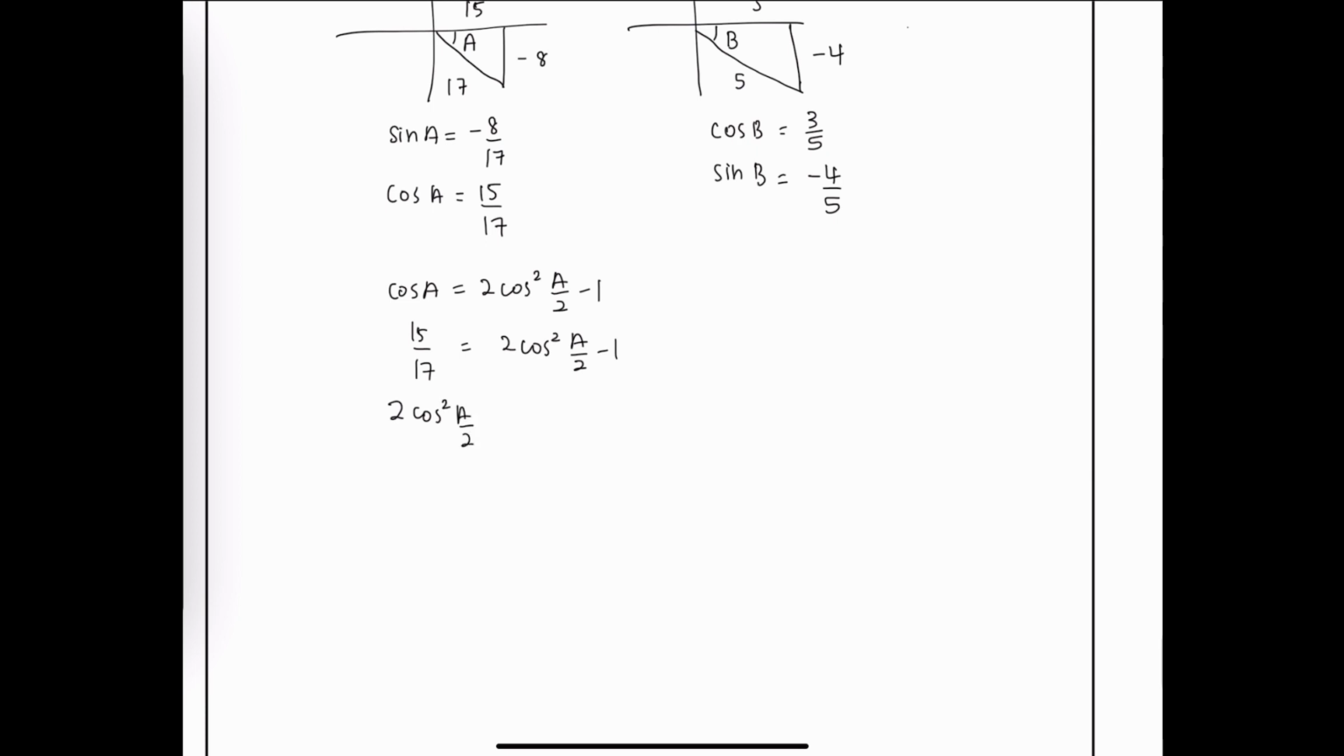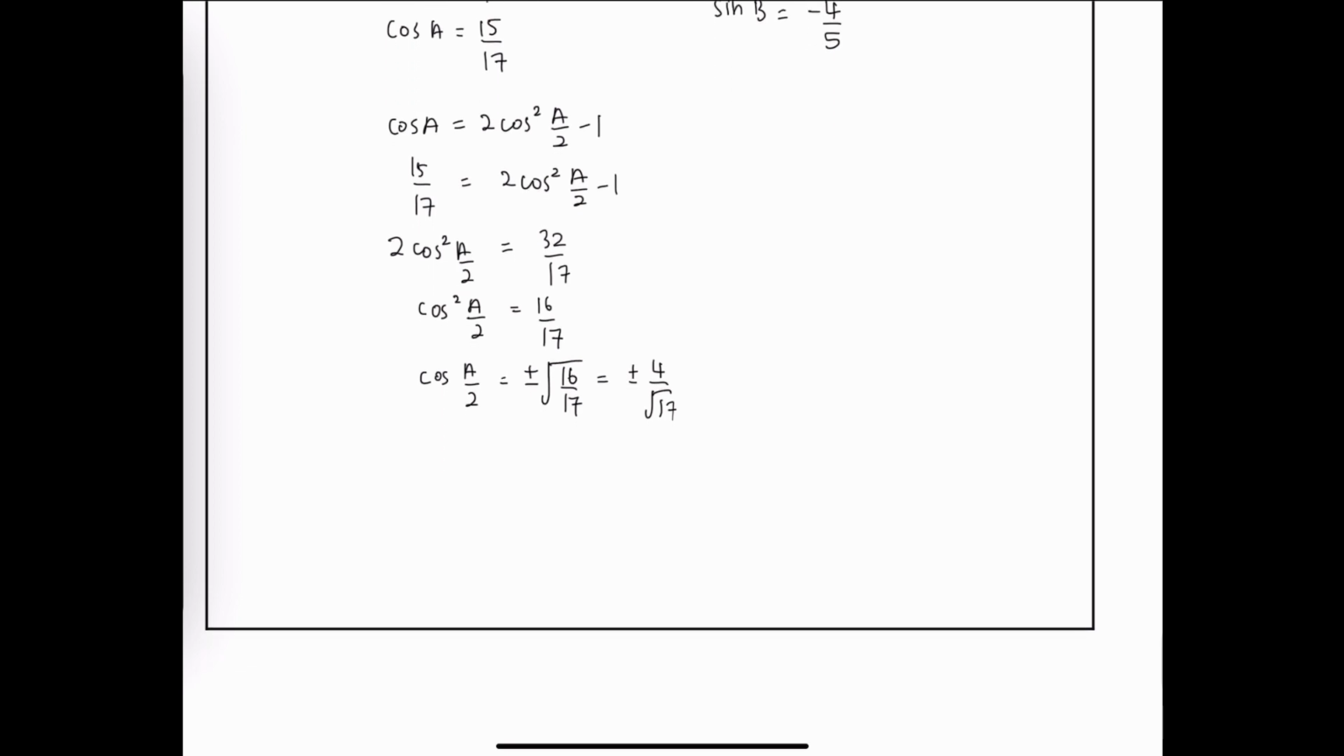So move negative 1 to the left hand side and it becomes 32 over 17. Divide both sides by 2 to get 16 over 17, and in order to get cos A over 2, we need to square root both sides. It becomes plus minus 16 over 17, and when we simplify, it becomes plus minus 4 over 17.